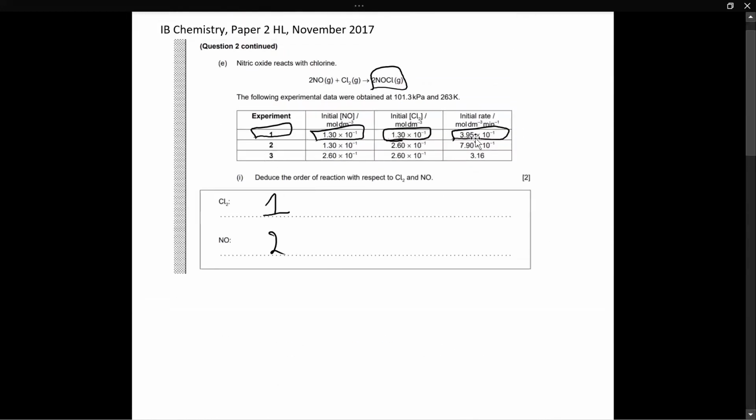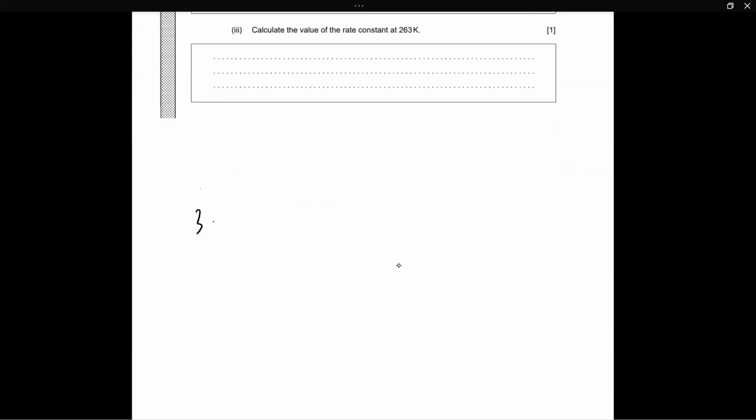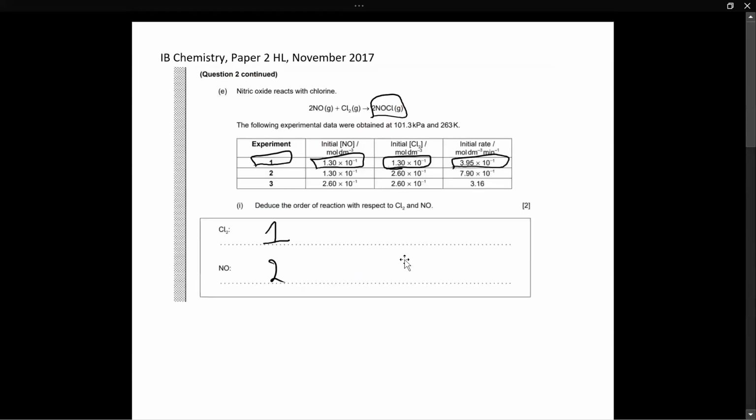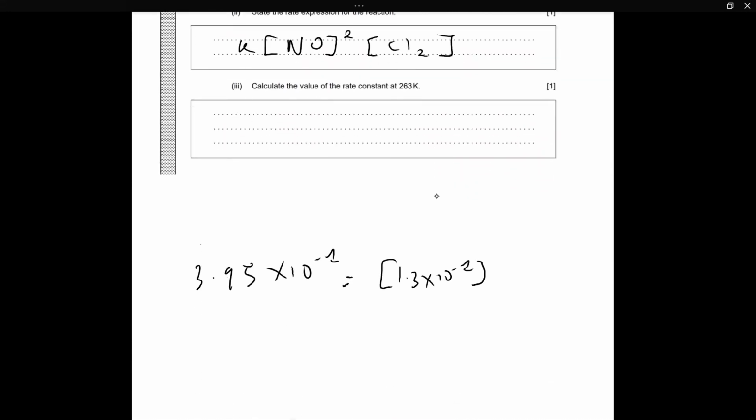So we know that the initial rate in experiment 1 is 3.95 times 10 to the negative 1. So I can say that 3.95 times 10 to the negative 1 is equal to K, I forgot the K, sorry, times 1.3 times 10 to the negative 1, because that's the concentration of chlorine in experiment 1, times the concentration of nitric oxide, which is also 1.3 times 10 to the negative 1, but this is squared, remember, squared.